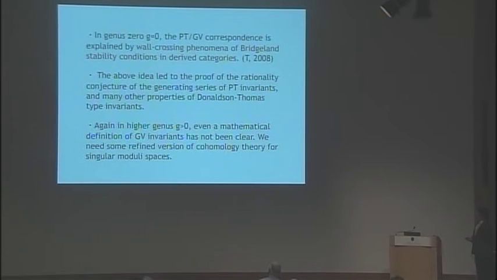Right, however, again, I emphasize that in higher genus, even the mathematical definition of Gopakumar-Vafa invariants has not been clear. So as I thought, in an ideal situation, it may be something like the Poincare polynomial of the Jacobian. This means that we use some cohomology theory of the moduli space. But if the moduli space has singularities, then the usual cohomology theory does not behave well. So you have to find some refined version of cohomology theory for a singular moduli space.